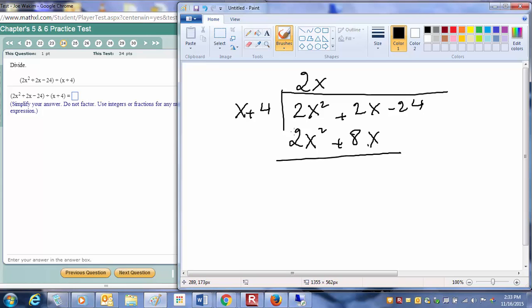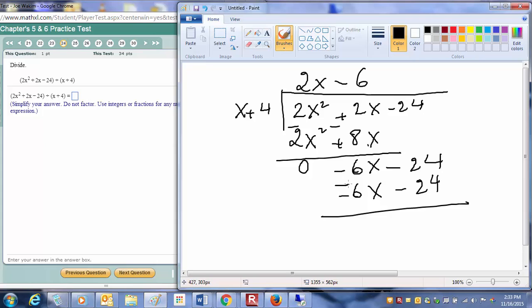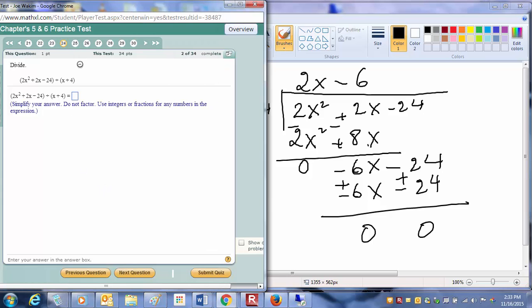Subtract. Always we subtract. Change sign. Positive, negative. So these will cancel. Minus 8x plus 2x is minus 6x. Bring down the 24. What's the number you multiply by x to give you negative 6x? And that would be negative 6. Negative 6 times x is negative 6x. Negative 6 times 4 would be negative 24. Change sign, this becomes positive, positive, 0, 0. So the answer here is 2x minus 6. Final answer. Let's try number 25.